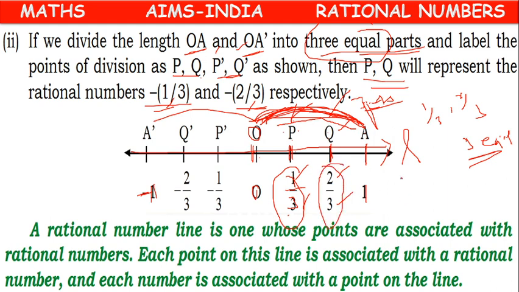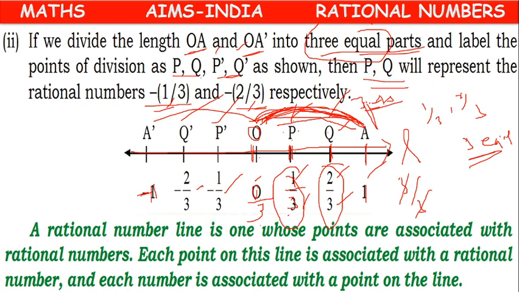The A value is the third part out of 3 parts. We can represent it as 3 by 3. But 3 by 3 gets cancelled, so we will get 1. Actually 0 also we can represent as 0 part out of 3 parts, 0 by 3, whose value is 0 only. In the same way, we can have P dash, Q dash on the left hand side, whose values are minus 1 by 3, minus 2 by 3.